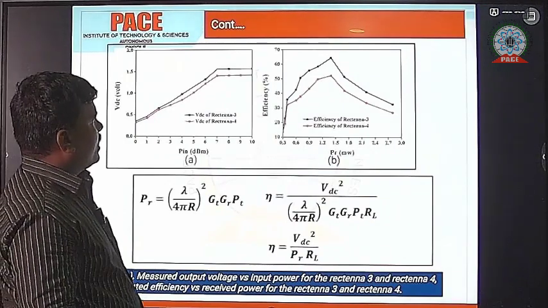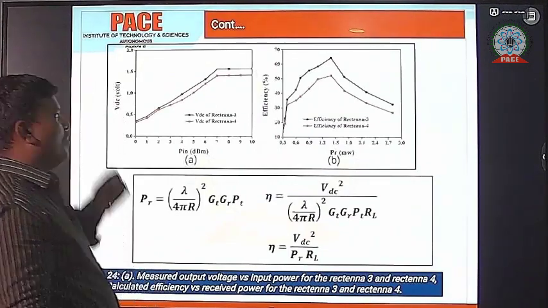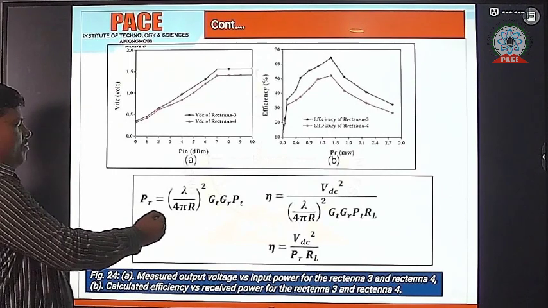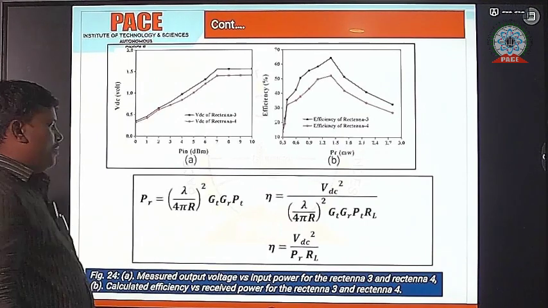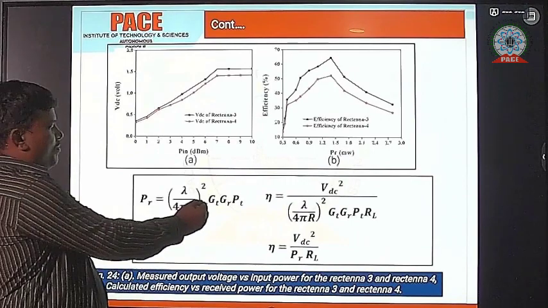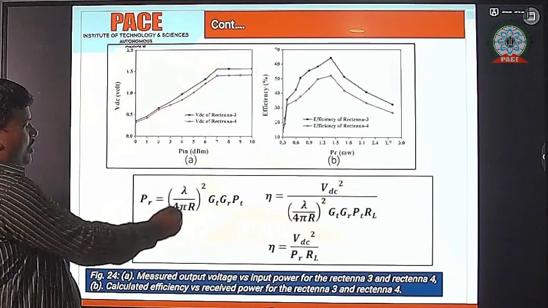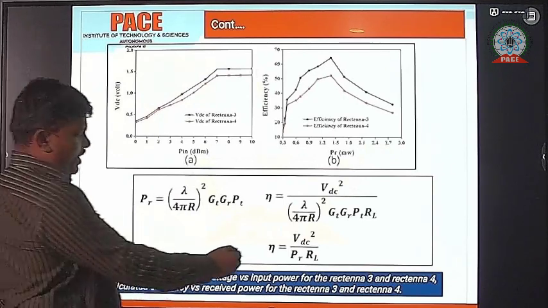How do we measure the power? Here we are using the Friis transmission equation. By using it, the transmitting antenna radiates the transmitted power, and our rectifying antenna receives the RF signal power. Based on that, we calculate using the transmitting antenna gain, receiving antenna gain, transmitted power and received power, with lambda by 4 pi r whole square, where r is the far field distance. The efficiency is equal to Vd square by received power into load resistance. Based on these formulas, we calculate the efficiency of our rectifying antenna.